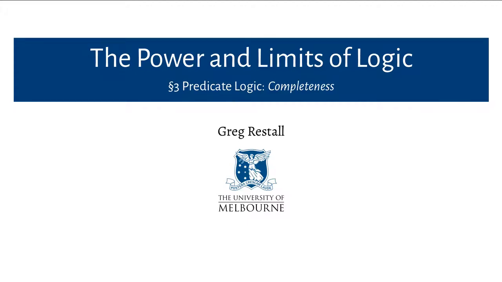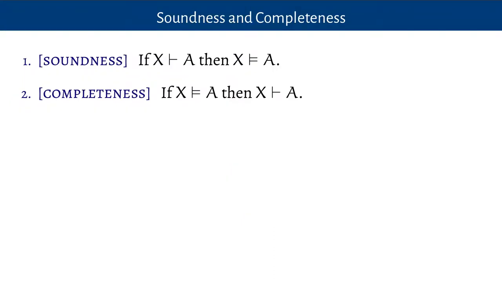In this video, we're going to be looking at completeness for the language of predicate logic. In the last video, we introduced the notions of soundness and completeness, and we proved the soundness theorem. Soundness tells us if we've got a proof from premises to a conclusion, then we're never going to have a counterexample to that argument. We're never going to have a model which makes the premises true and the conclusion false. So the soundness theorem tells us that if we've got a proof, then there is no counterexample.